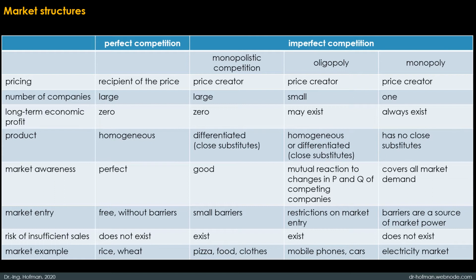Market awareness in perfect competition is perfect. In monopolistic competition, just good. Oligopoly is marked by mutual reaction to changes in price and quantity of competing companies. And monopoly covers all market demand, so it is well informed about whole market prices and quantities. There are mainly barriers from the law side.